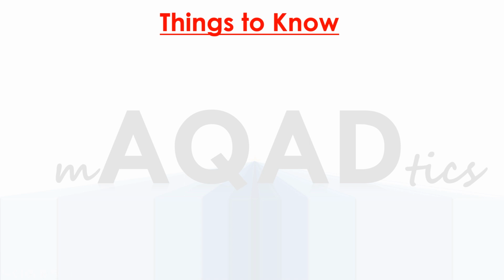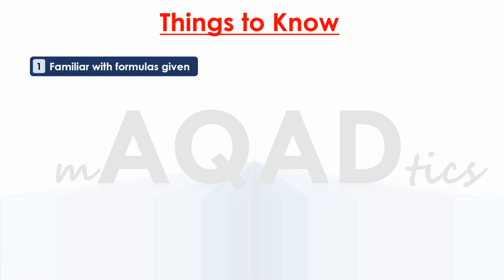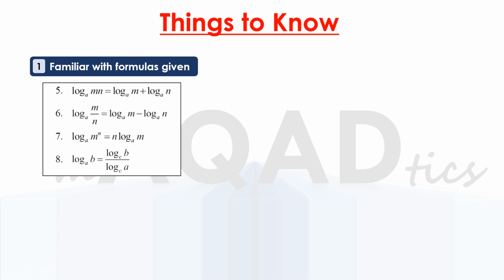The first tip is to familiarize yourself with the formulas given, as usual. In the formula sheet there will be 4 formulas given. If we focus on the first two, if we have values multiplied or divided and we want to separate them, we can use plus if it's multiplied, minus if it's divided. The other way around, if we want to combine the values together, if we have plus, we need to multiply the values. If it's minus, we need to divide the values.